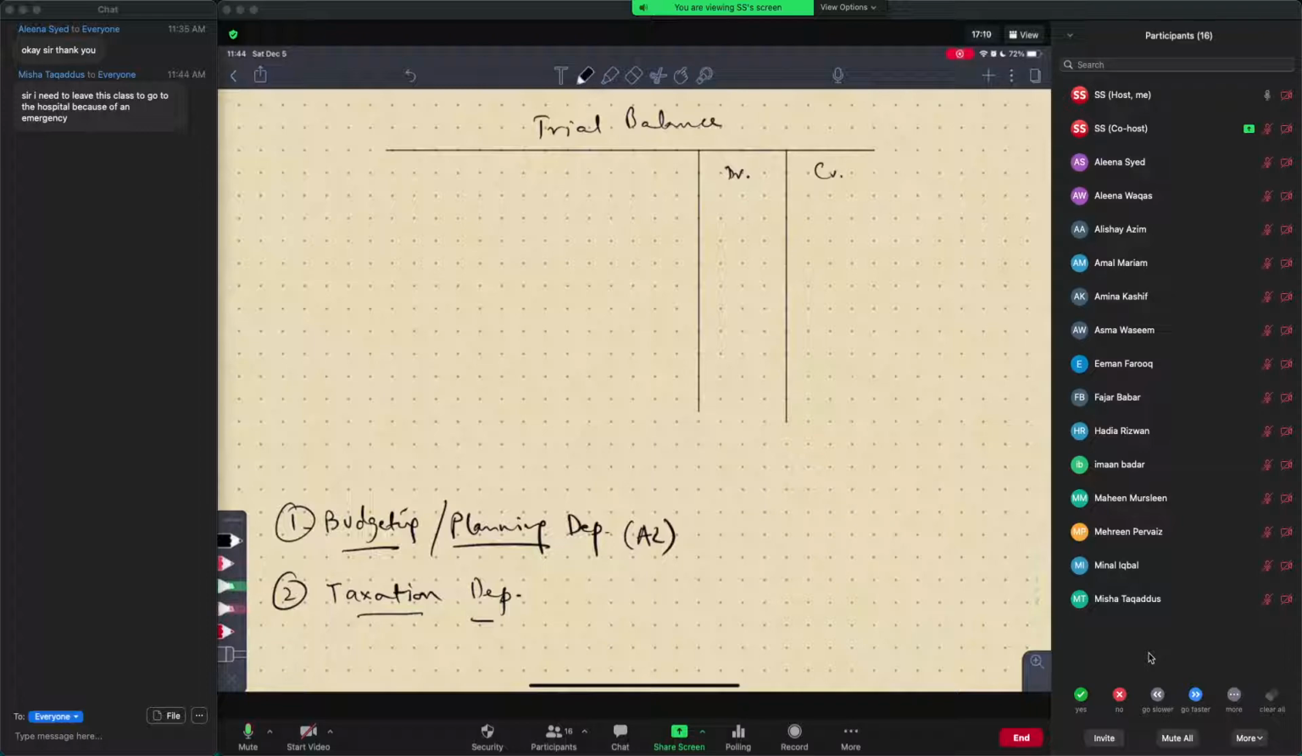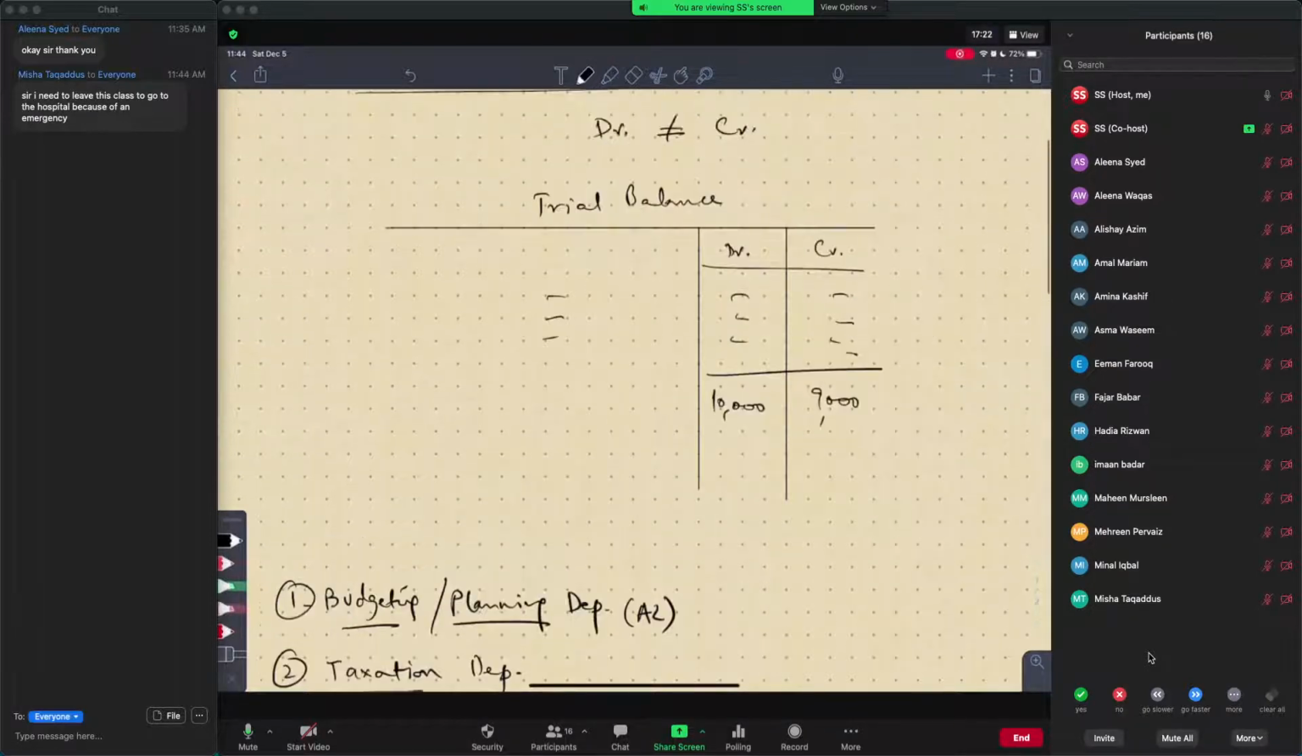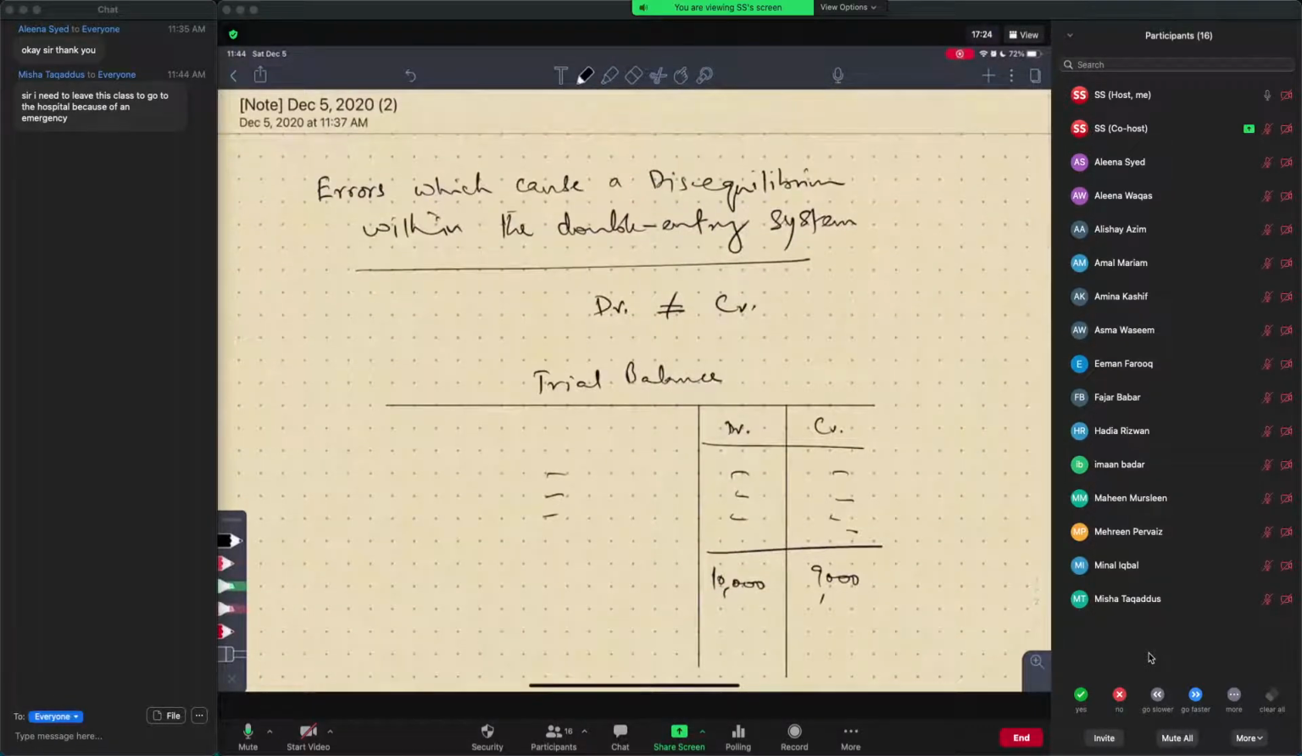Let me give you an example. So let's say you were making the trial balance, and the debit side comes out $10,000, the credit side comes out $9,000, right? So you can see we have errors like this, not the previous errors, compensating errors.